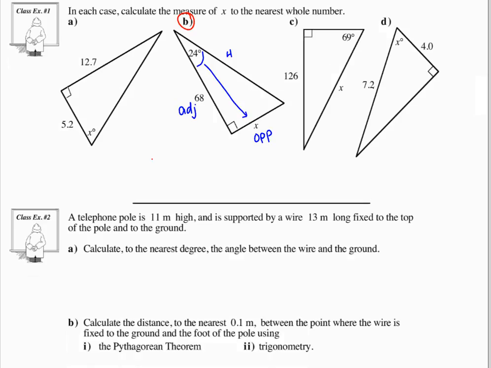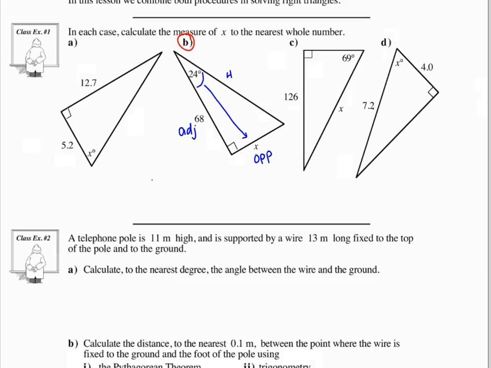Got it? All right, so which ratio? Do I need the hypotenuse, though? No, we don't need that one because we're not looking for it, and we don't know anything about it. O and A is tan. Tan of 24 equals x over 68, opposite over adjacent. What would you do to both sides? Multiply both sides by 68. Just type that in your calculator. Tell me what x equals. 30, to the nearest whole number. Okay. So let's do a couple word problems.